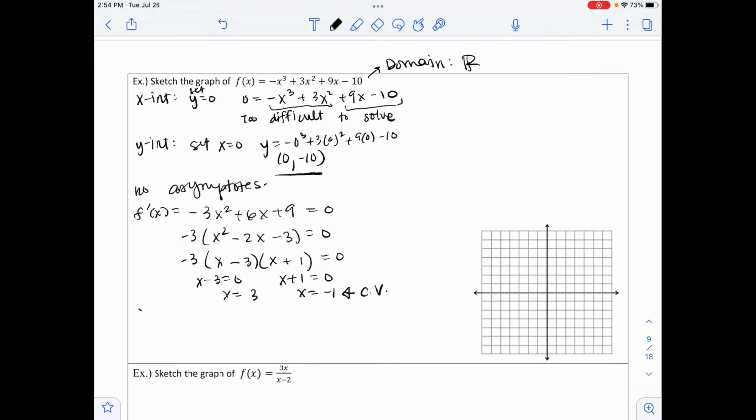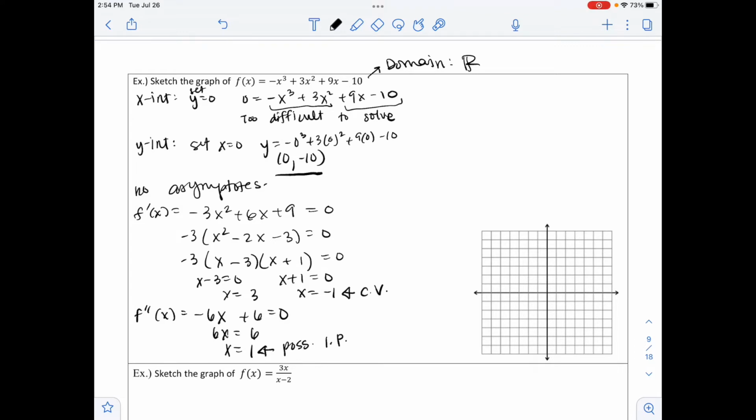Next thing we're going to go ahead and do is find where our second derivative has possible inflection points. And so we have to take our second derivative and set it equal to 0. So we have negative 6x plus 6 equals 0. And then solving this, I'm going to add 6x, divide by 6, and we get x equals 1. And this is a possible inflection point.